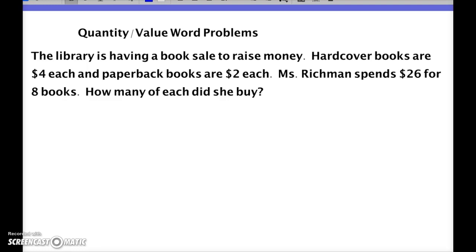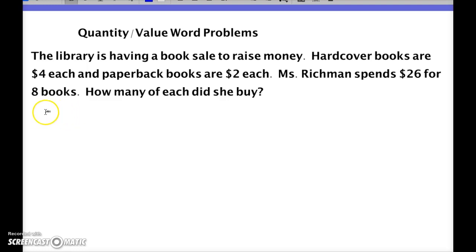Here we go. The first one. The library is having a book sale to raise money. Hardcover books are $4 each. Paperback books are $2 each. Ms. Richmond spends $26 for 8 books. How many of each did she buy?